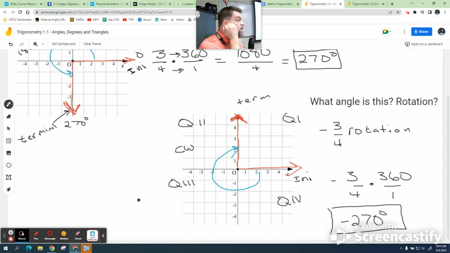So this is important in trig because sometimes we'll rotate clockwise, sometimes we'll rotate counterclockwise, and it changes the angle. By the way, what is this if I were to go counterclockwise? What is the measure of this angle? If I were to go from here to here, what would that be? If I were to go like this, 90 degrees.